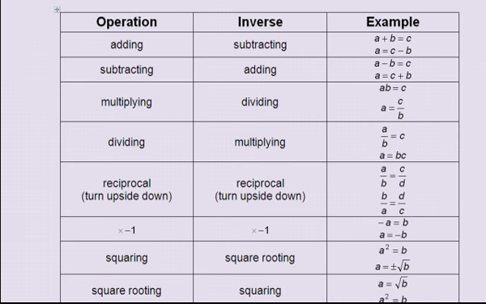The inverse of the operation of squaring is square rooting. For example, A squared equals B implies that A equals plus or minus the square root of B. The inverse of the operation of square rooting is squaring. For example, A equals the square root of B implies that A squared equals B.